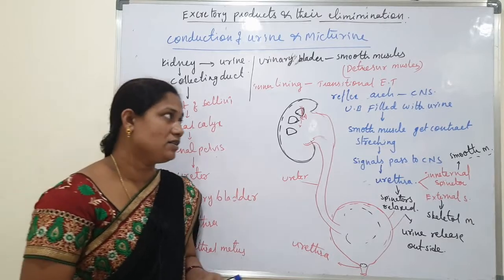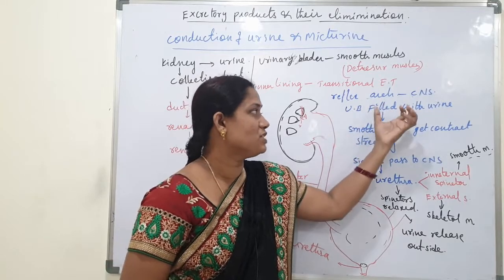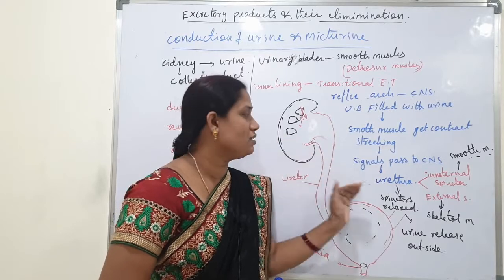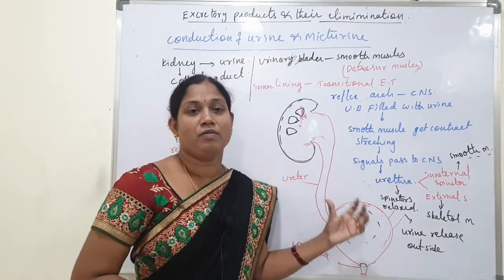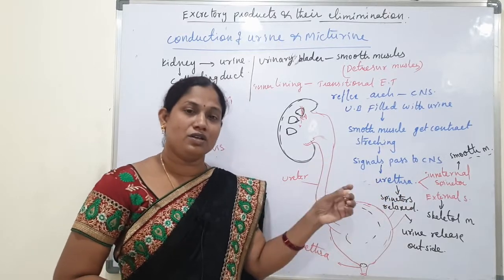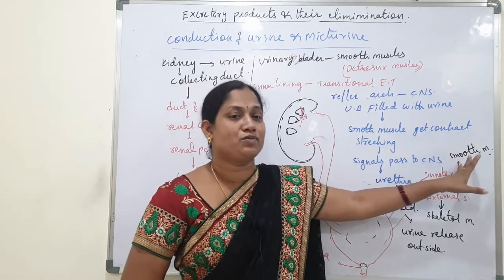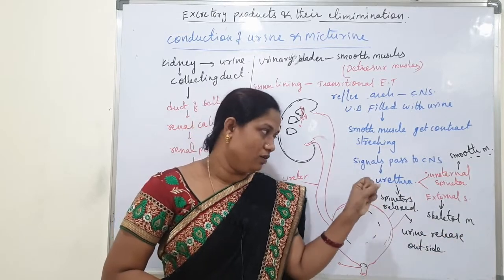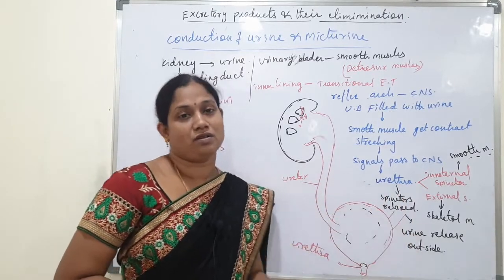It's controlled by the CNS. Whenever the urinary bladder is filled with urine, the smooth muscles stretch. As a result, signals form and pass to the CNS. The information that the urinary bladder is filled is passed to the urethra. In the urethra, two sphincters are present, external and internal. The internal sphincter is made up of smooth muscle, and the external sphincter is made up of skeletal muscle. These sphincters can open or relax, so that urine can pass to the outside.